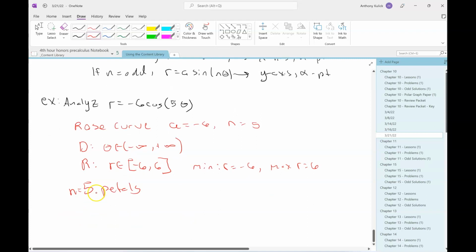And since n is odd and we're of the cosine version, we know we have x-axis and 72-degree point symmetry.